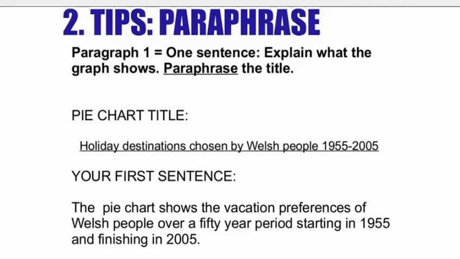1955-2005. Your first sentence: the pie chart shows, or the pie charts show, the vacation preferences of Welsh people over a 50-year period starting in 1955 and finishing in 2005.